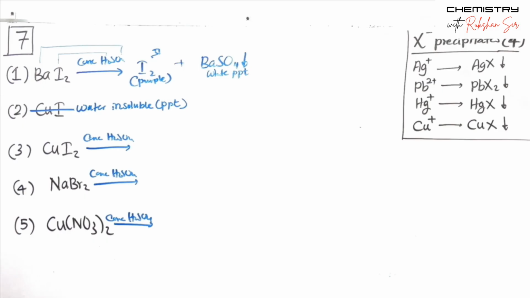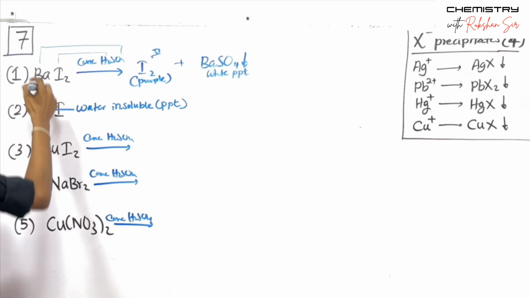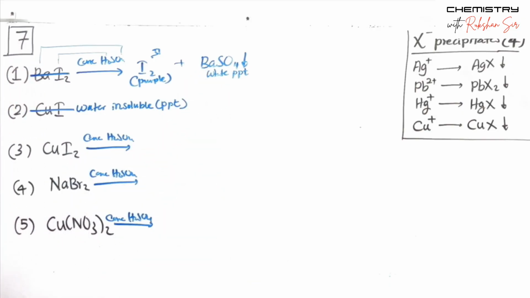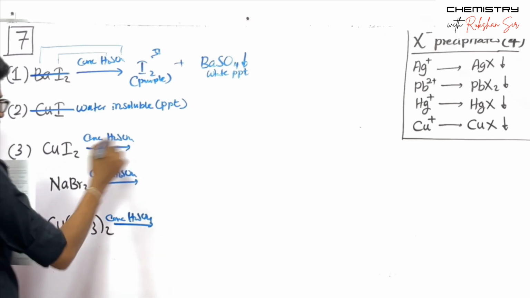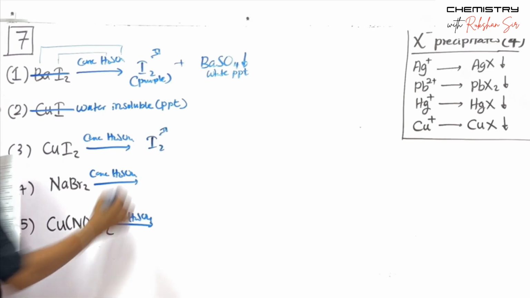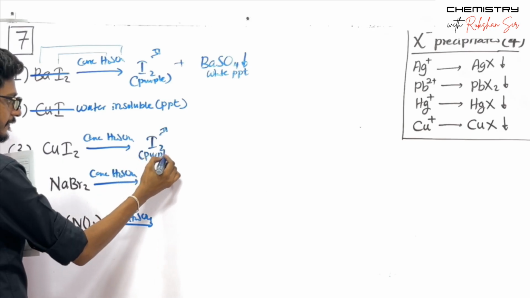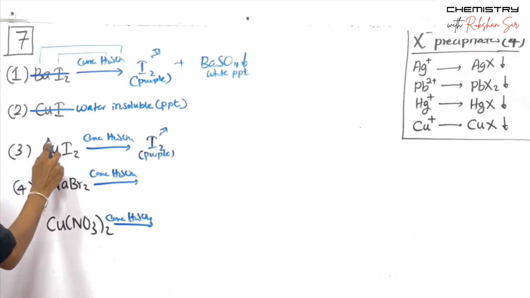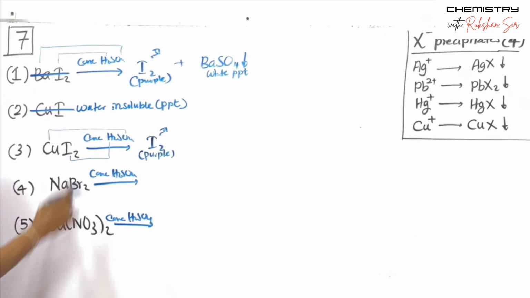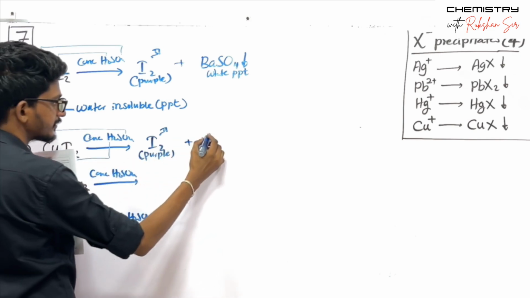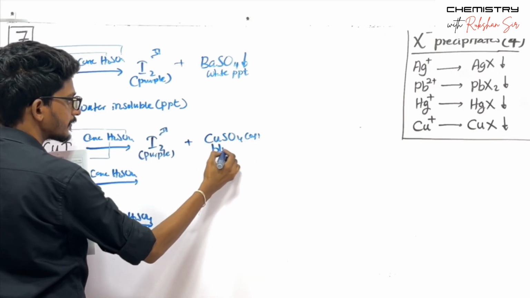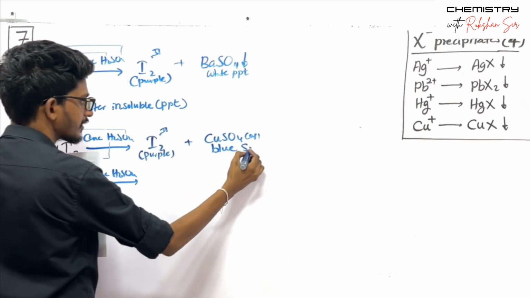So this is out. It's not giving you a blue solution, only a white PPT. So here, I minus will produce I2 gas with conc sulfuric, a purple colored gas, and copper combining with sulfate gives copper sulfate. Blue solution, yes.